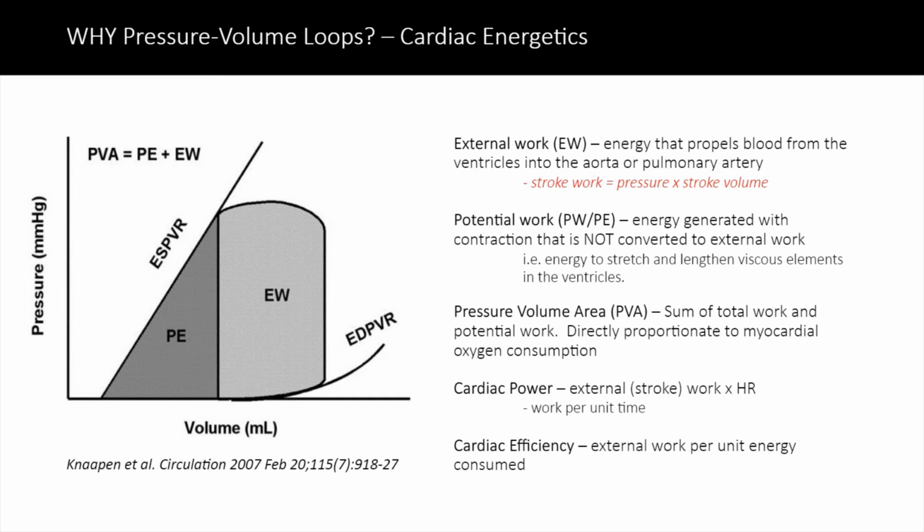If you compare two conditions that show similar pressure volume area, a condition that had a greater amount of external work performed per total pressure volume area, which can also be thought of as greater external work relative to potential work, would be a condition wherein more blood was being pumped for the same total energy. That is a more efficient heart.